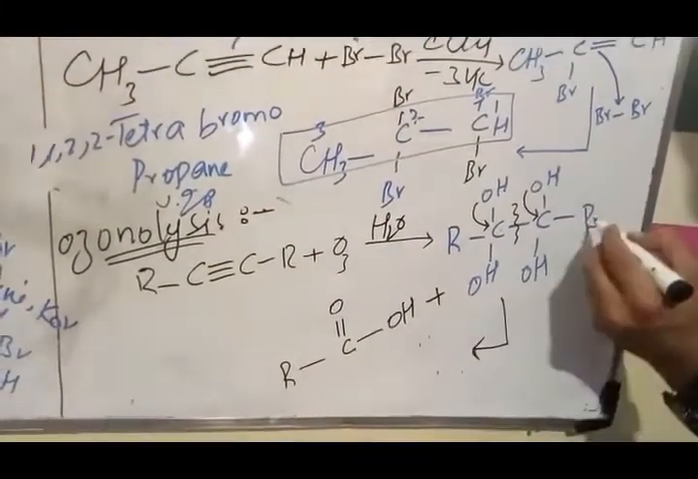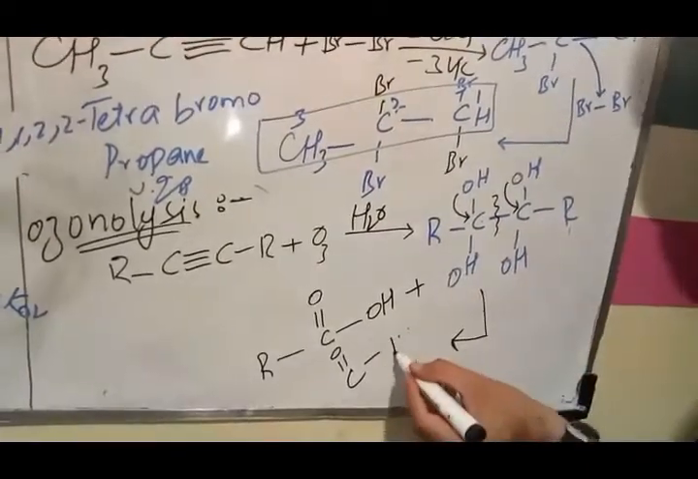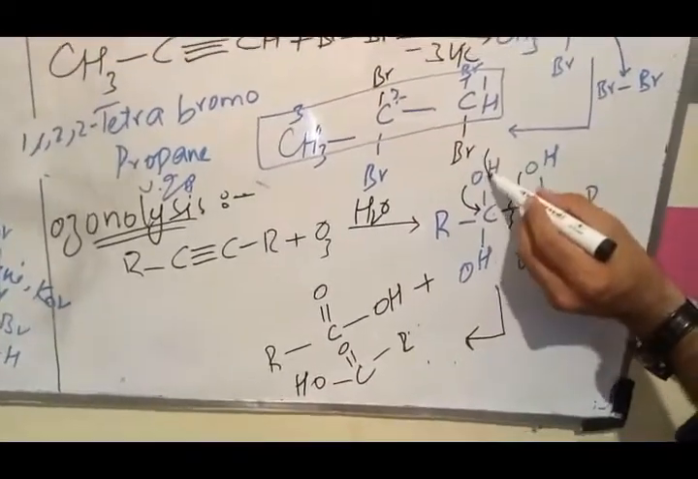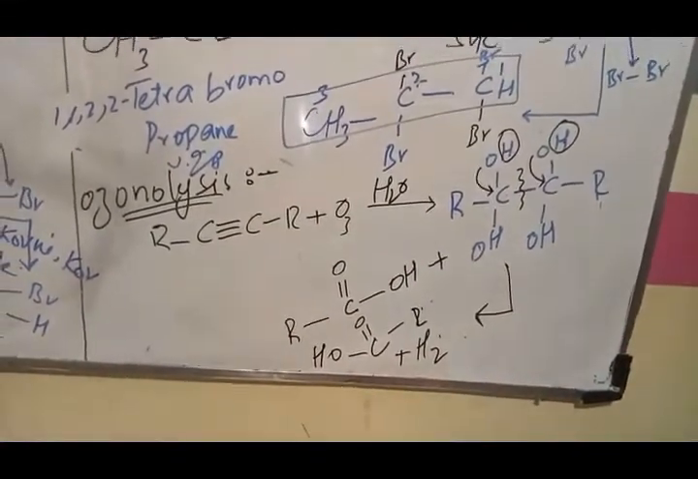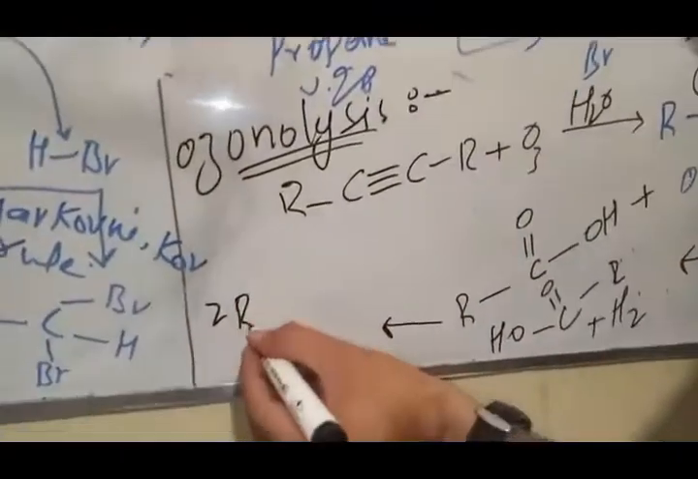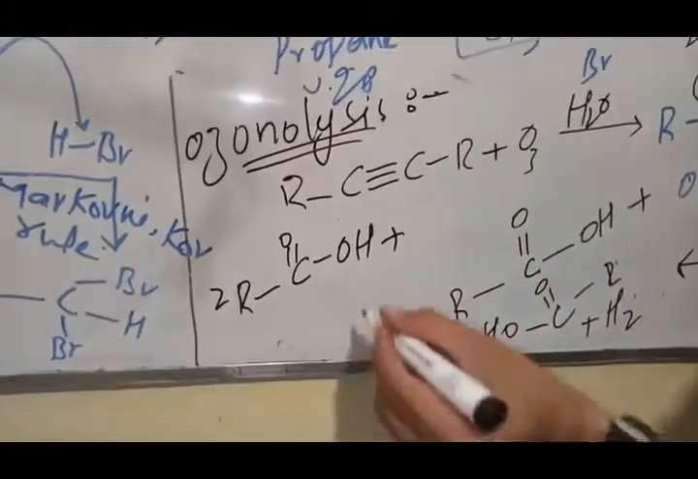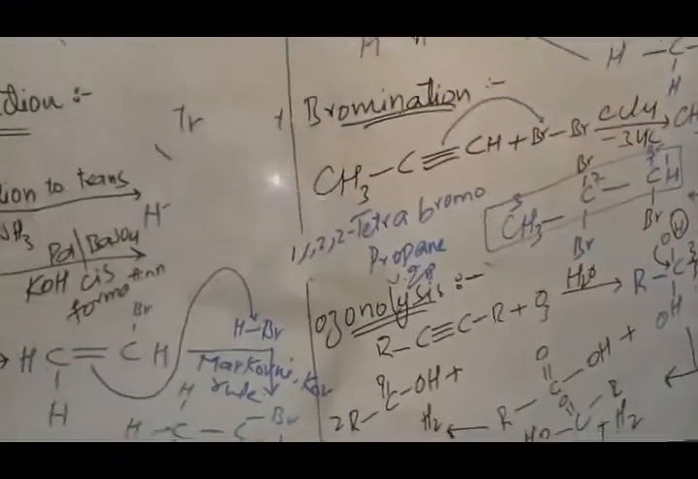The same product will be formed on the other side. This carbon will make a double bond. One side has R and one side has OH, and our 2 hydrogen atoms will be released, and this will be a side product, H2. So if we write this in one form, we can say that 2 moles of R C double bond OH is our main product, and H2 is our side product. So dear students, by using ozonolysis reactions, we can easily convert alkyne into acid. This is our common conversion.